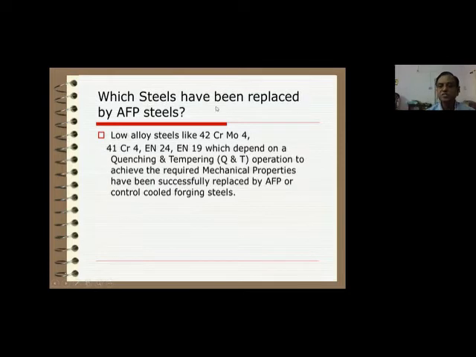So which steels have been replaced by AFP steels? Steels like 42CrMo4, that is chrome moly grade, 41Cr4, that is only chromium steel, EN24, that is chrome nickel moly grade, EN19, again chrome moly grade, which are quench and temper grades. Those can be replaced by using the microalloy steel grades.